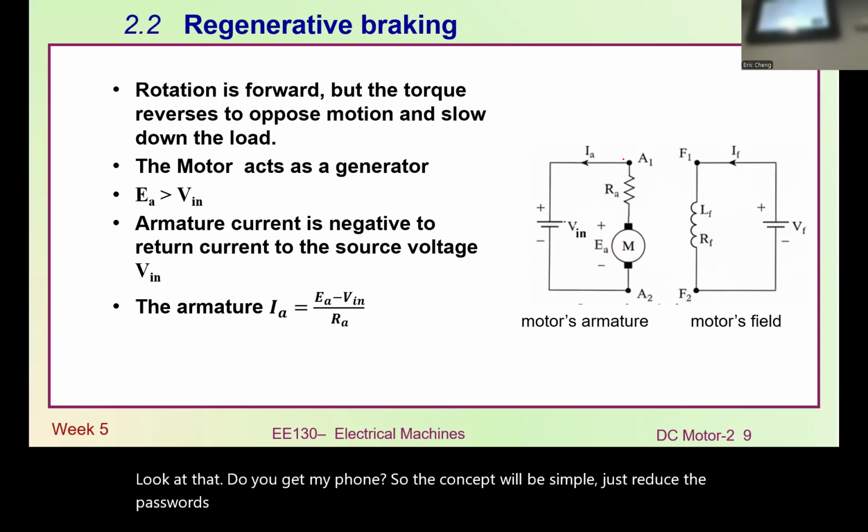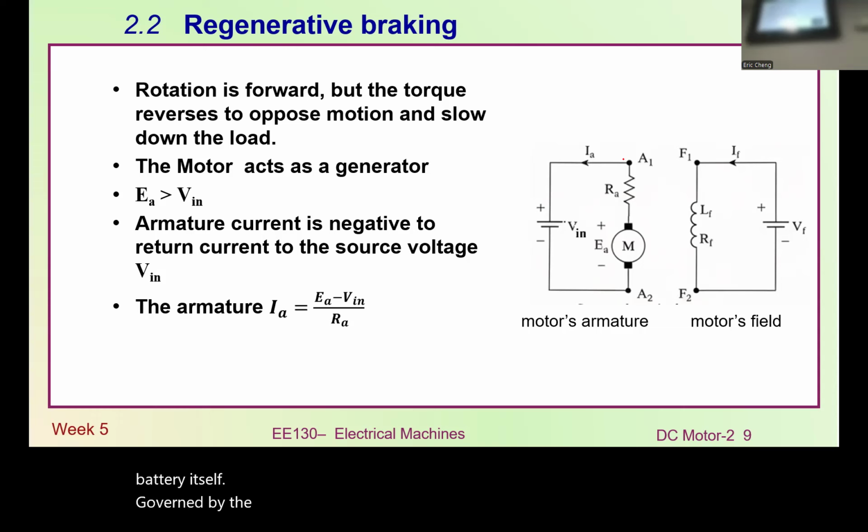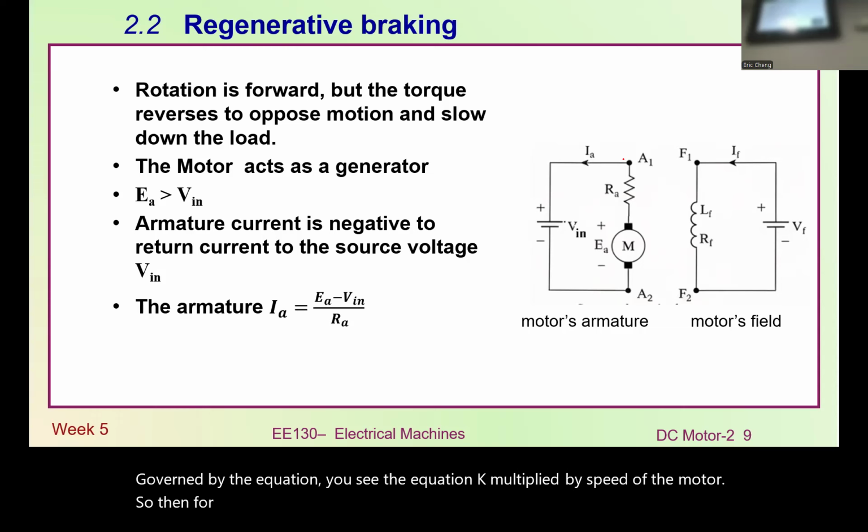Yes, I have a question. So the voltage is from the controller, it's not from the battery itself? Yeah, that EA is governed by the equation. You see, the back EMF equation equals K multiplied by the speed of the motor. So that means for a certain speed, say 3,000 RPM, that will fix the motor. With 3,000 RPM, you get a certain EA voltage.